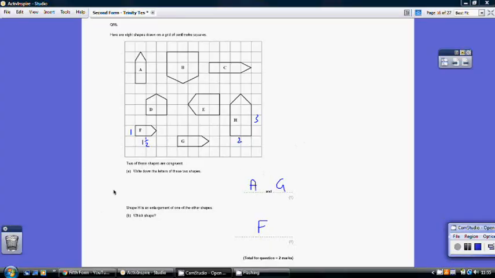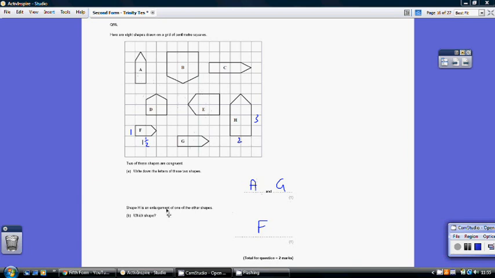Question 16. So for part A, 2 of these shapes are congruent. Now congruent means it's exactly the same size. So just imagine that you cut all these shapes out and then you could pick them up and turn them around or turn them upside down or whatever. Which of these shapes would fit on top of each other? Well, A would fit on top of G. So A and G are congruent.